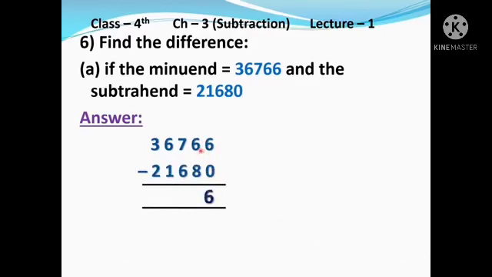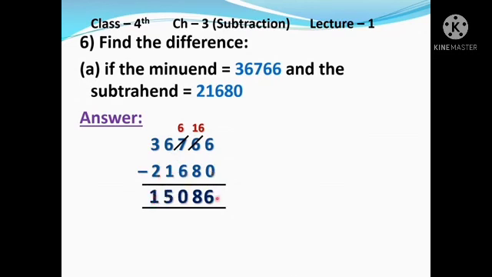Write 6 here. Now see, 6 minus 8 is not possible. Why? Because 6 is a smaller number and 8 is a greater number. So we will take a borrow from this 7. This 7 will become 6 and this 6 will become 16. 16 minus 8, 8, and this 6 minus 6, 0. Write 0 here. 6 minus 1, 5. Write 5 here. 3 minus 2, 1. Write 1 here. I repeat once again.